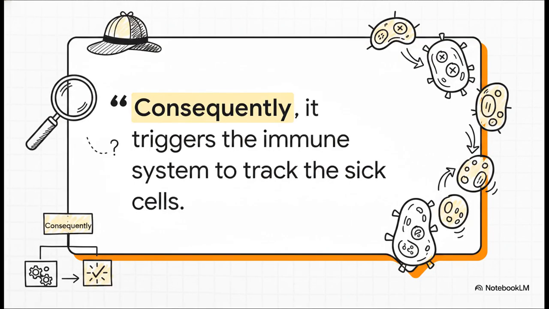Let's put this into practice with a real example from a text about biological intelligence. Imagine this is your mystery extract. Consequently, it triggers the immune system to track the sick cells. Okay, detective, what is the signal word here? Boom, it's consequently. That literally means this sentence is delivering a final result. So logically, whatever paragraph came right before this has to explain the cause or the process leading up to it.